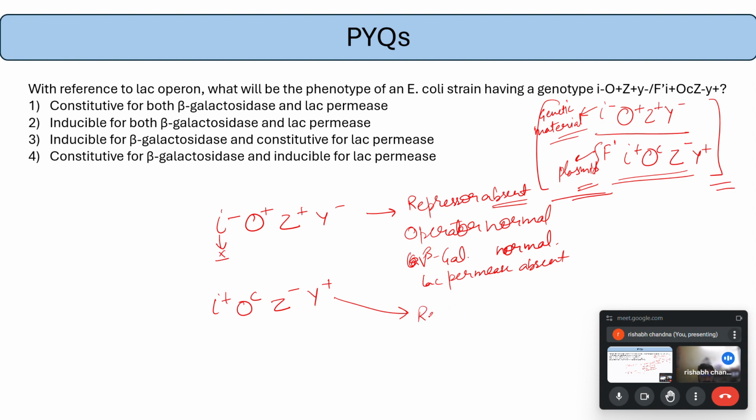In this, the repressor is present, then we have the OC, that is the constitutive operator. Then we have beta galactosidase absent and lac permease present.